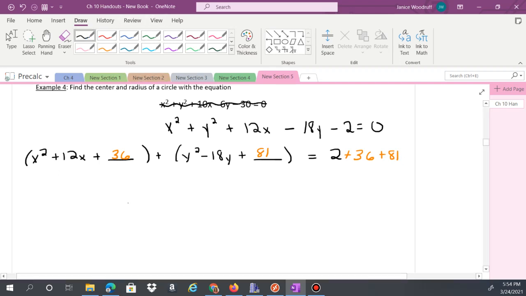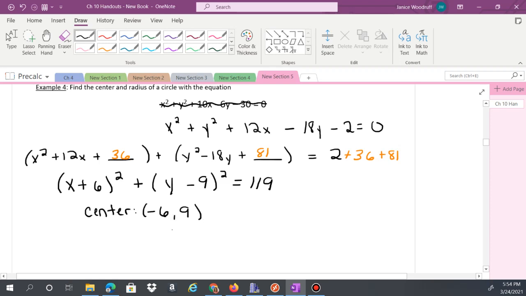All right. What does x squared plus 12x plus 36 factor to? x plus 6 squared. Okay, what about y squared minus 18y plus 81? Minus 9, squared. And what is this? 119. Oh, is that prime? I think it's prime. Yeah, so, okay, what's my center? Good, negative 6 and 9. And we're going to say for the radius, that's just the square root of 119.